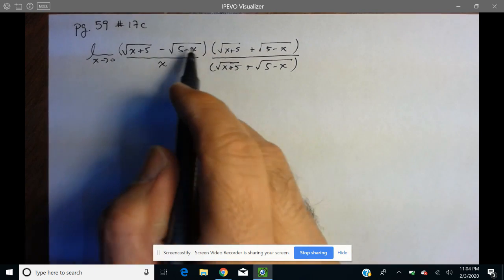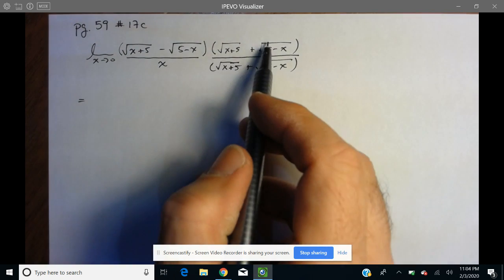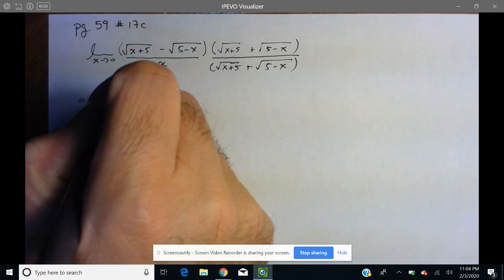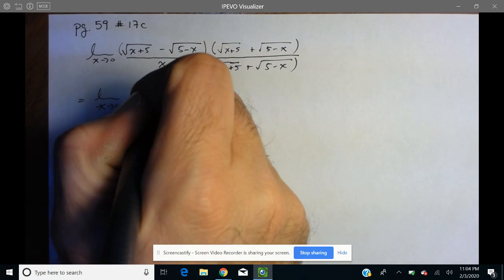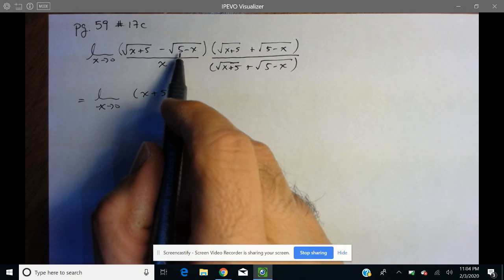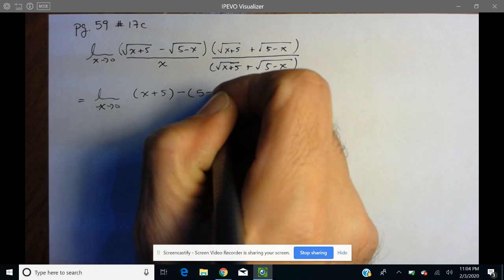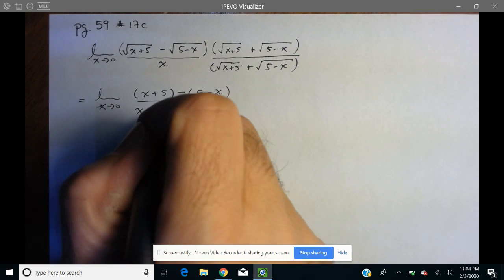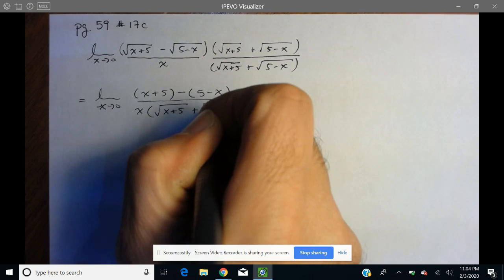All right, and this is going to set up a difference of squares in the numerator. So again, the middle terms in this expansion are going to cancel out. I'm just left with root x plus 5 times root x plus 5, which of course is just x plus 5. And then here minus the square of root 5 minus x, which is just going to be 5 minus x. Here, don't forget to put brackets. I want to make sure we don't make any silly errors when distributing. In the denominator, I'm still left with x times root x plus 5 plus root 5 minus x.